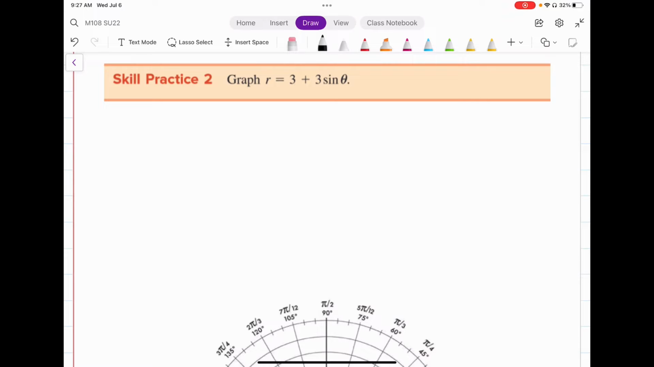We are now going to graph r equals 3 plus 3 sine theta, and we're going to use symmetry to help us graph this equation. So there's three different types of symmetry that I'm testing for. There's symmetry with respect to the polar axis, there's symmetry with respect to the line theta equals pi over 2, and there's symmetry with respect to the pole. And when I'm testing for symmetry, I have to test in three different ways, so I can't just do one thing and get an answer for all three.